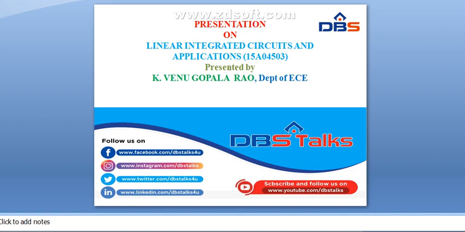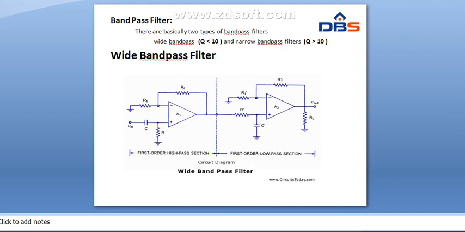See here. So what is a band pass filter? A band pass filter is basically a frequency selector circuit. So it is also called a frequency selector. It passes some band of frequencies and rejects the other band of frequencies. So it allows only one particular band of frequencies.